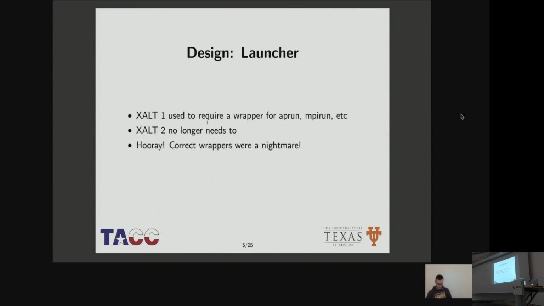XALT 1 also depended on a wrapper for aprun, mpirun, etc. XALT 2 no longer needs to do that, and I'm extremely happy about that. Getting the correct wrapper for mpirun, aprun, or your version, we have our own ibrun, and I know that UGent has its own mympirun, etc. Walking the command line to find the user executable was a real nightmare, a real maintenance nightmare.